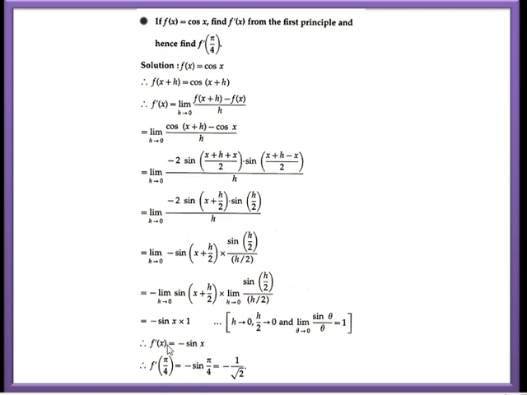So what is the final answer? Minus sine x. But this is f dash of x. We are asked to find f dash of pi by 4. So put x equal to pi by 4. So that gives me minus sine pi by 4, that is minus 1 upon root 2 as the final answer.